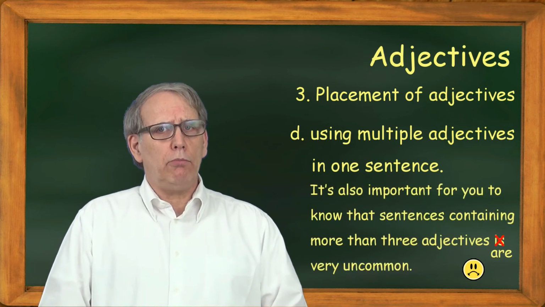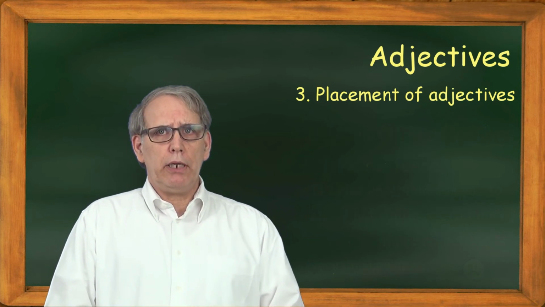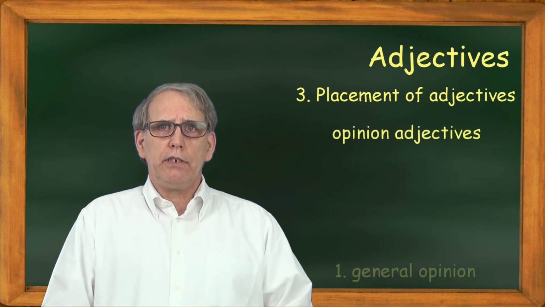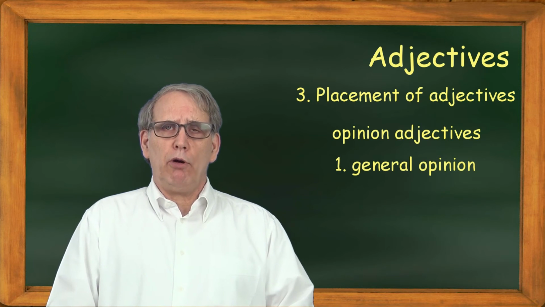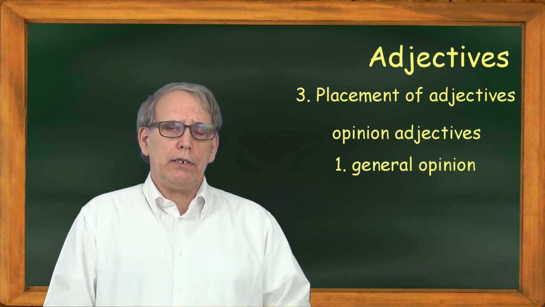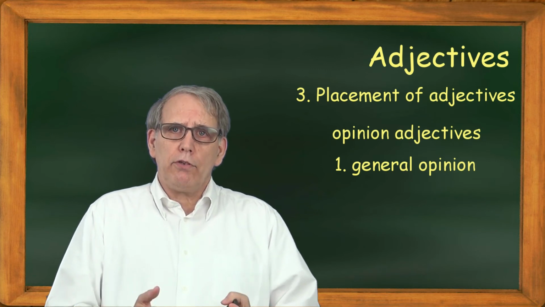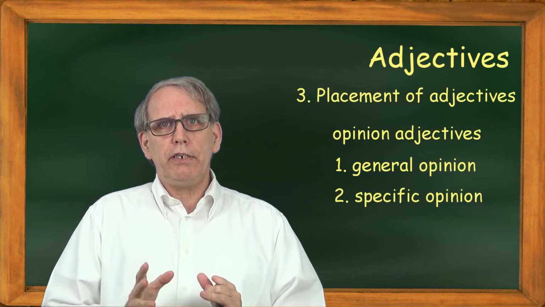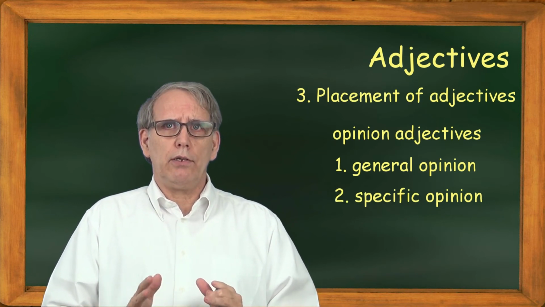Now, to talk about multiple adjectives in a sentence, let's return to the topic of opinion and factual adjectives for a moment. Some adjectives give general opinions. We can use these adjectives to describe almost any noun. These adjectives include good, bad, strange, beautiful, awful, nice, and so on. Other adjectives give a specific opinion. We only use these adjectives to describe particular kinds of nouns.